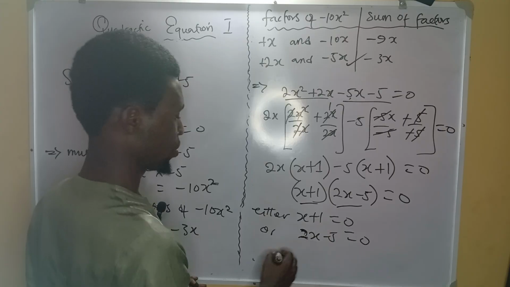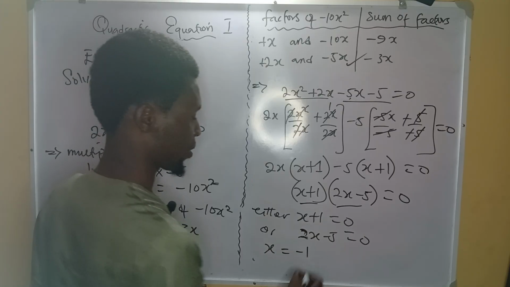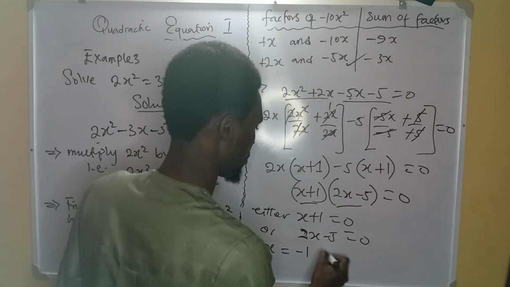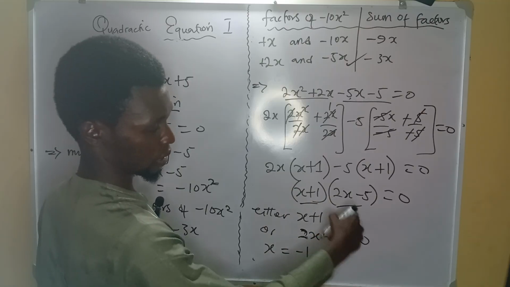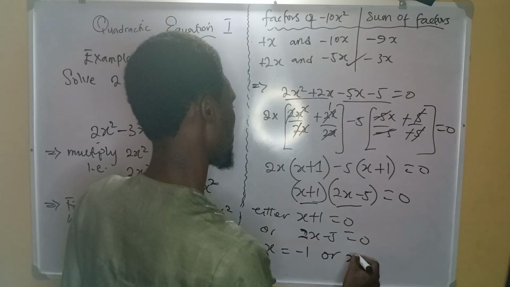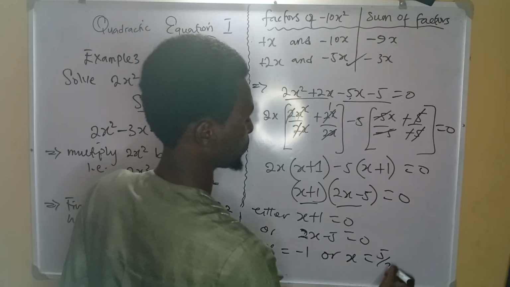If the first one is 0, that is, if x plus 1 equals 0, it therefore means that x equals minus 1. When it crosses over, it is minus 1. But if it is the second term that is 0, that is 2x minus 5 equals 0, it therefore means that x equals 5 divided by 2, since the 5 crosses over.